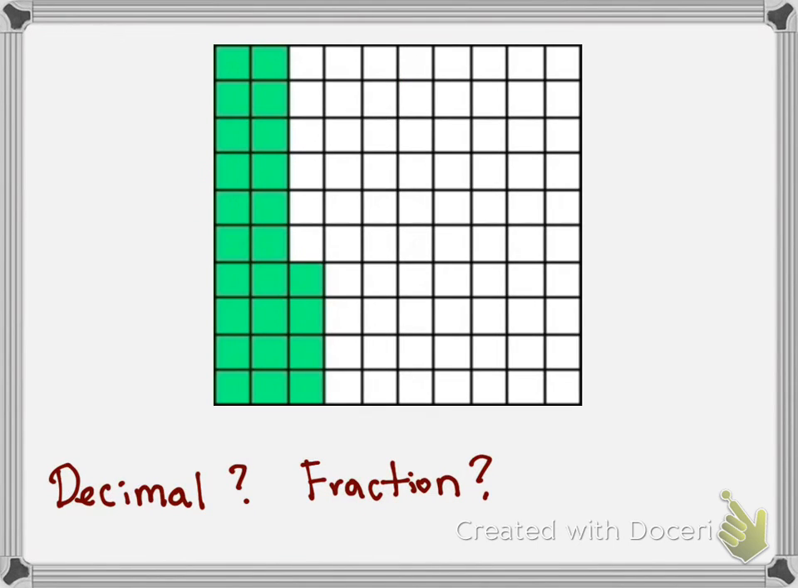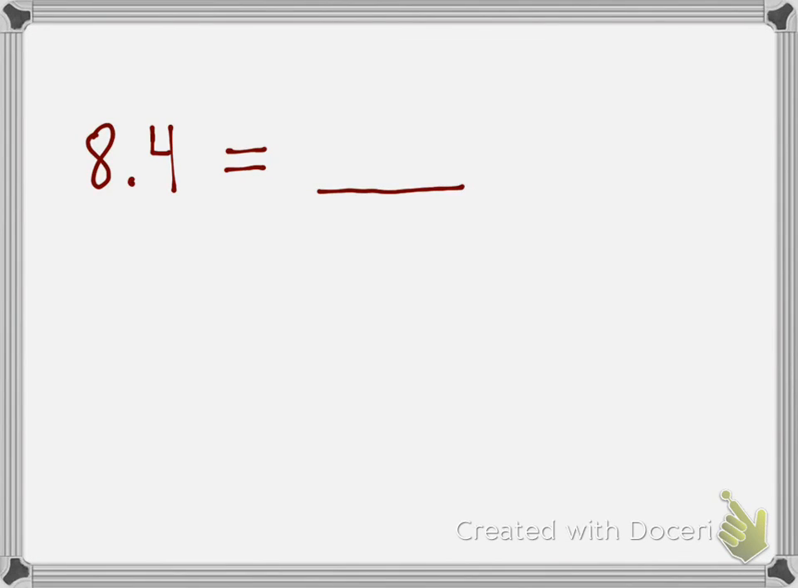All right, let's see what you have learned. This grid isn't broken up into hundredths. Please give me the fraction and the decimal that represents this grid. What about this one? How would we read 8.4 and convert it into a fraction? Please convert 8.4 into a fraction. Notice that I am not actually saying it and reading it correctly, because that would end up giving you the answer.